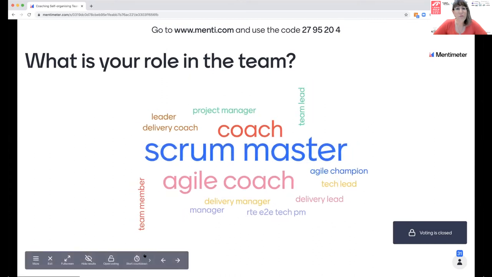Okay, so we've got predominantly Scrum Master, Coach and Agile Coach. Interestingly, people are identifying as coach rather than team coach. So that's also interesting in its own right, because how we identify as a coach is important, because that determines how we actually coach the team in terms of where we're coming from as well. So that self-awareness of our role as a coach is really important. So thank you for that.